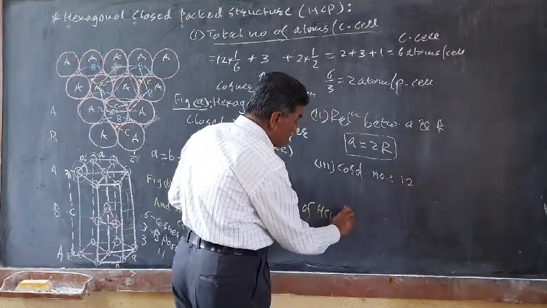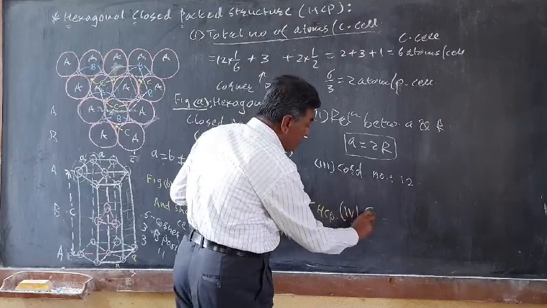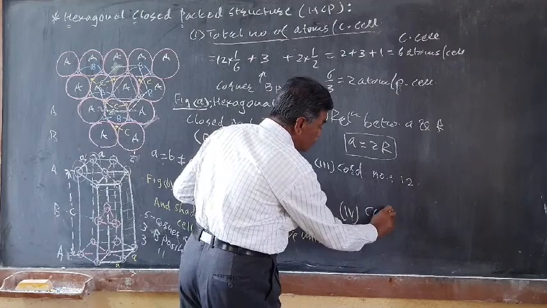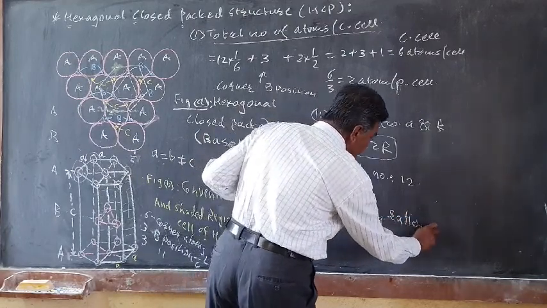And the fourth one is the C by A ratio. In addition, we have to see the definition of the C by A ratio.